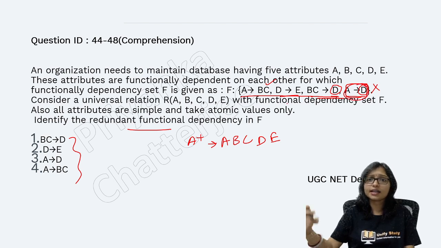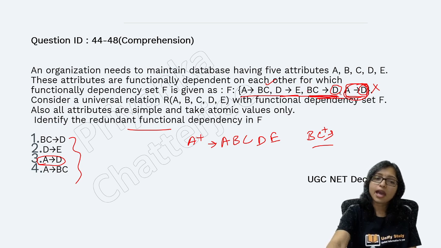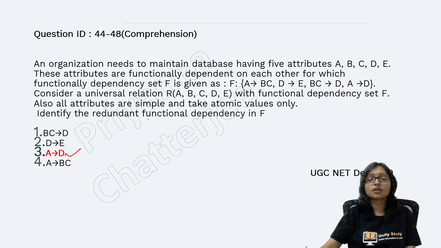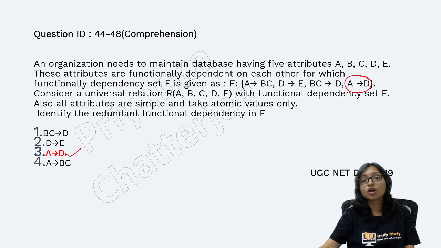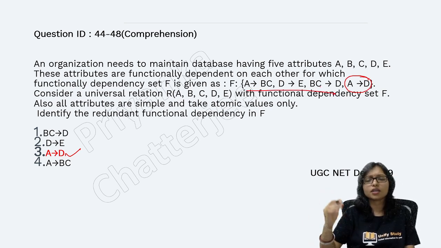It is very clear that A implies D is my extra one. It is the redundant one, so I can remove it. But BC implies D I cannot remove, because after removing it I cannot get the BC closure. That's why I cannot remove this one, and your answer will be this one. By removing this one also I can get in the A closure, everyone is coming, D is also coming. So it is a redundant one.